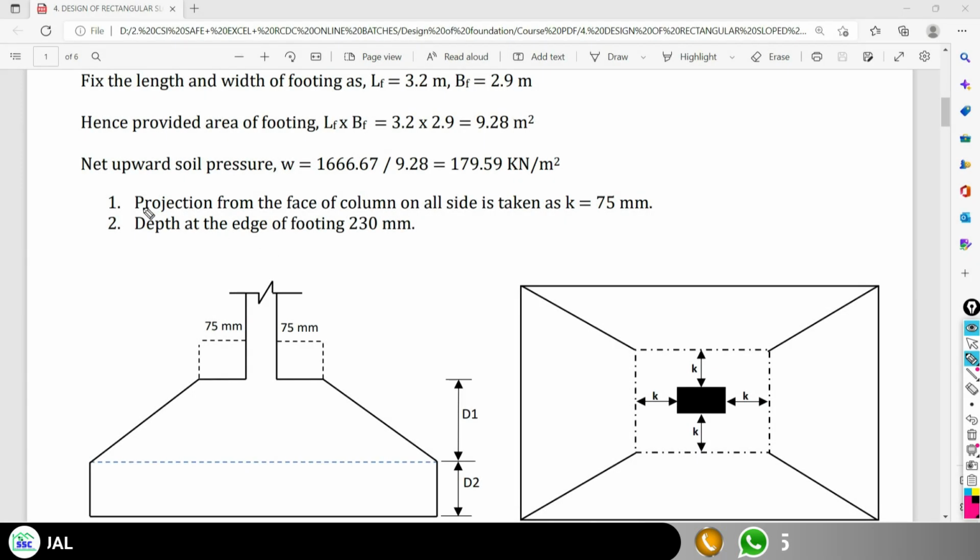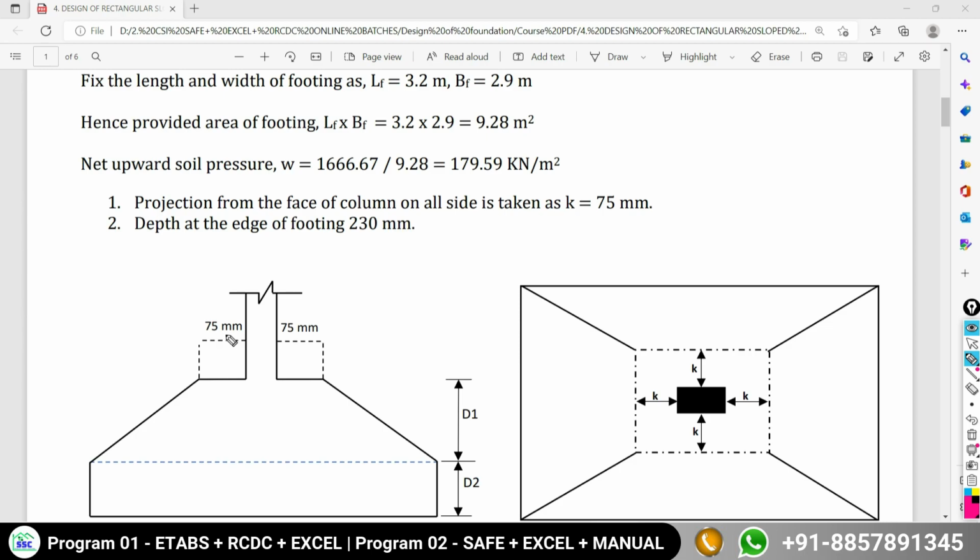If you are going to design a sloped foundation or trapezoidal foundation, you have to decide two important things. The first is how much the projection is from the face of your column up to this edge. So this projection I am going to consider as 75 mm, and this projection will be along all sides of your column from its face.